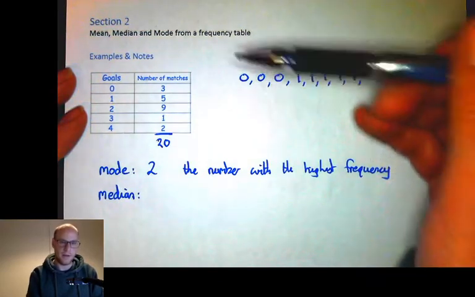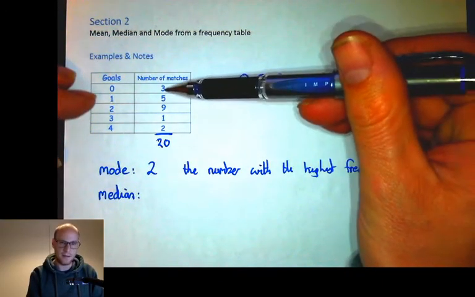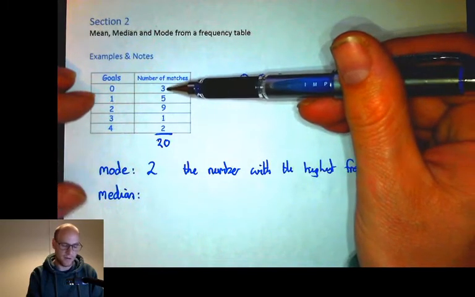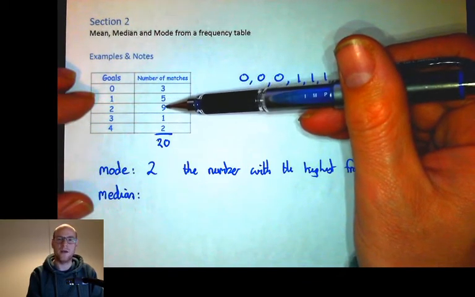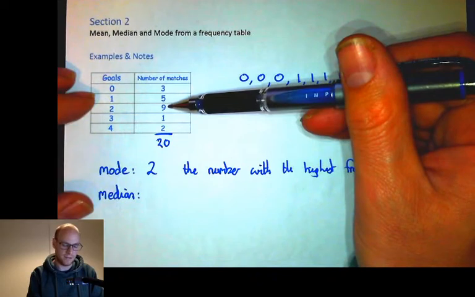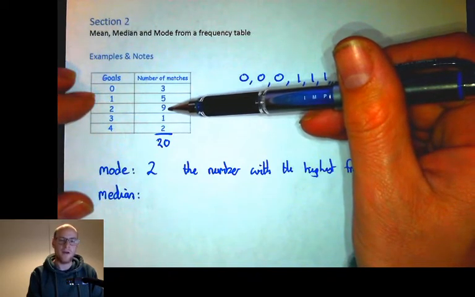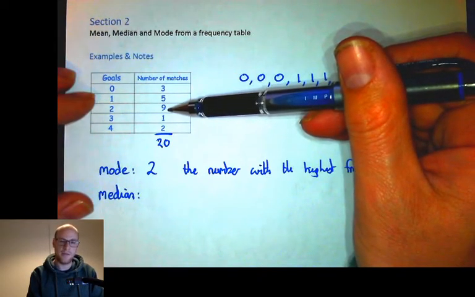So looking down here, I've got 3 bits of data, and then I'm adding that with the next one, and I've got a total of 8 bits of data so far. And then I'm going to add the next one, and I'm going to get 17 bits of data so far. So I reckon that the 10th bit of data must be a 2.